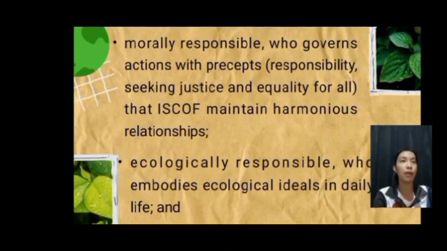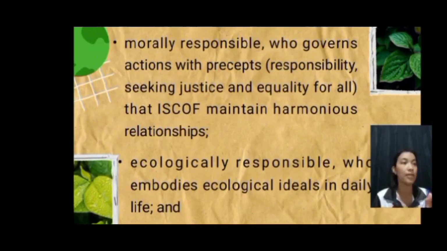Those who govern actions with the precepts of responsibility, seeking justice and equality, in ecoliteracy, are individuals or groups who prioritize sustainable practices, advocate for environmental justice, and strive for equality in access to resources and the benefits of a healthy environment for all. This might include individuals, organizations, or governments working towards a more ecologically responsible and equitable society.